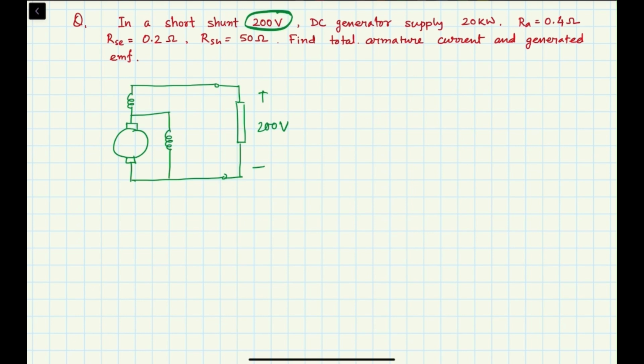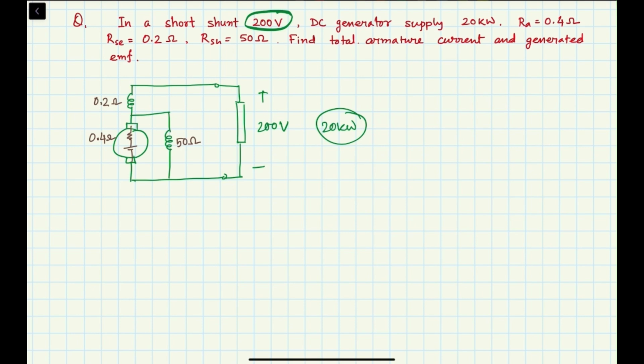Now it says that it supplies 20 kilowatt. What is the meaning of supplying 20 kilowatt? That means in the output we are getting 20 kilowatt. That is the supply rate. And the armature resistance is 0.4 ohm. Let's draw it here, 0.4 ohm. And our series winding is 0.2 ohm and the shunt is 50 ohm. Find the total armature current.